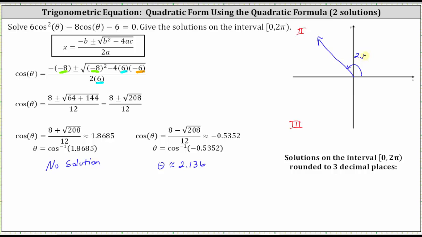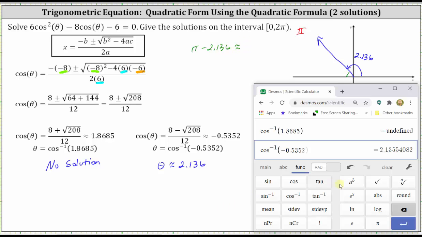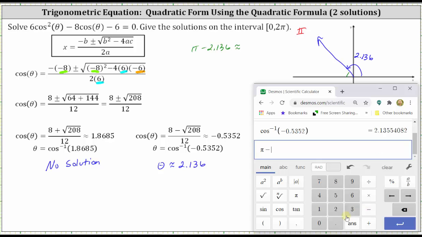And now we need to work on determining the angle in the third quadrant that also has a cosine function value of -0.5352. To do this, we first have to find the reference angle of the angle 2.136 radians in the second quadrant, because this will also give us a reference angle in the third quadrant. So the reference angle, this angle here, is equal to pi minus 2.136 radians. So going to the calculator, click on the main tab, enter pi minus 2.136, enter. To 3 decimal places, we have 1.006 radians.